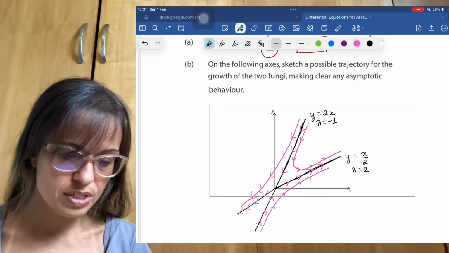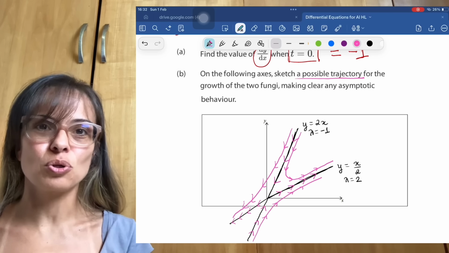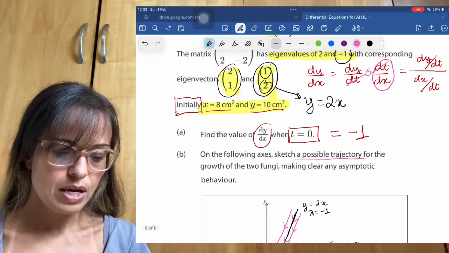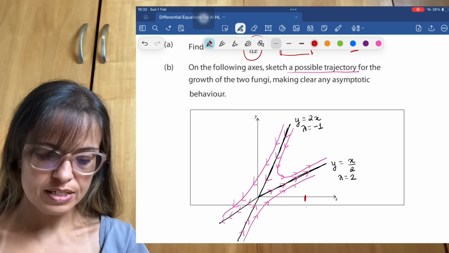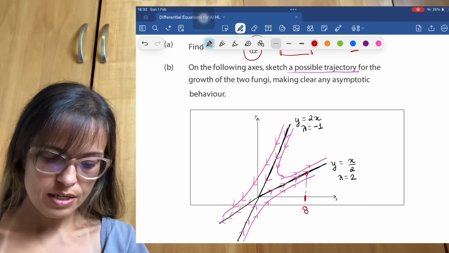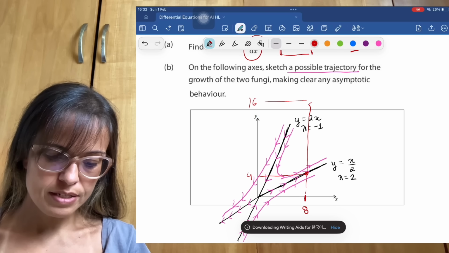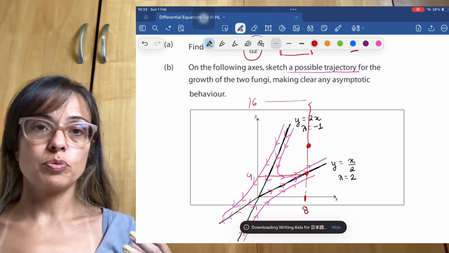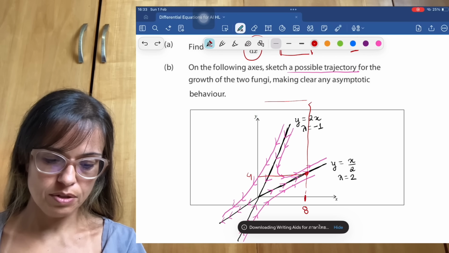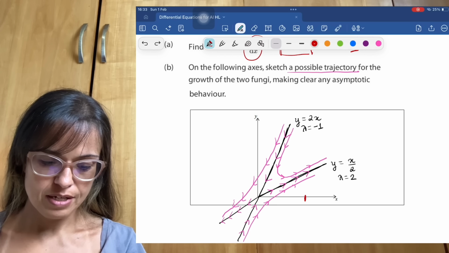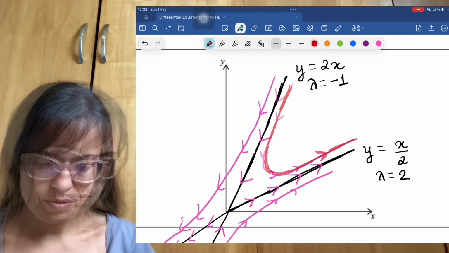Now let's see what the question was. Sketch a possible trajectory, so just one. Okay, so we need to think about the initial condition to decide between these possibilities. It's x equals 8 and y equals 10. So when x is 8, this line is at 4, and the other line is at 16. 8 is around here. So the part of the picture that we're talking about is the one in between the two eigenvectors. There is no scale in this picture, so I don't have to put the 8 that far away. I can just say that the trajectory that I am talking about is this one.